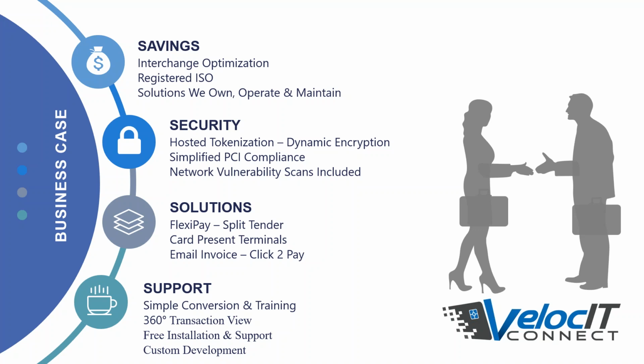With VelocityConnect, one of the biggest things we focus on is savings, because most people are concerned about savings. There are a few ways we're able to achieve savings at a very high level, and that's interchange optimization. We're going to dive into a little bit of the technical part of interchange optimization shortly. But at its core, we're sending more data. With Level 3, there are very specific pieces of data that you need to send to make sure that you're getting the lowest possible interchange rates.